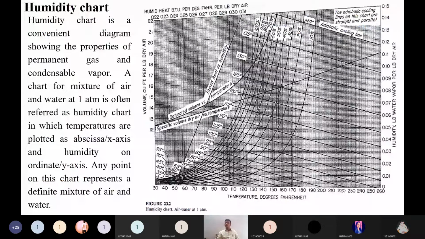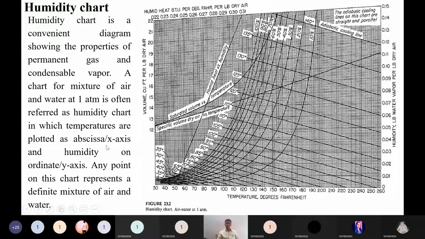It is a very convenient diagram to represent all the values for a gas and liquid system. It shows the properties of a permanent gas, that is nothing but air, and a condensable vapor, that is water vapor. A chart for a mixture of air and water at 1 atm is often referred to as a humidity chart, in which temperature is plotted on the abscissa, that is the x-axis, and the ordinate, or y-axis, will be humidity.